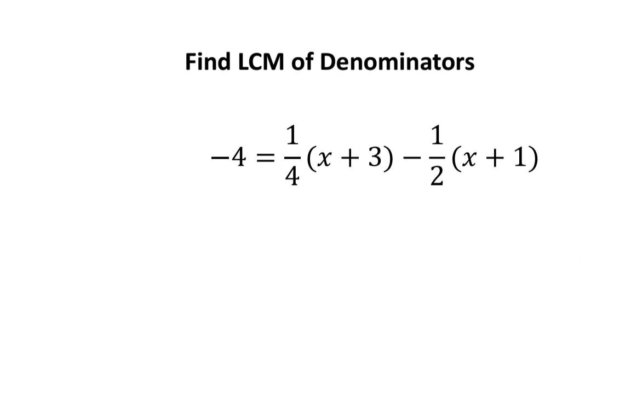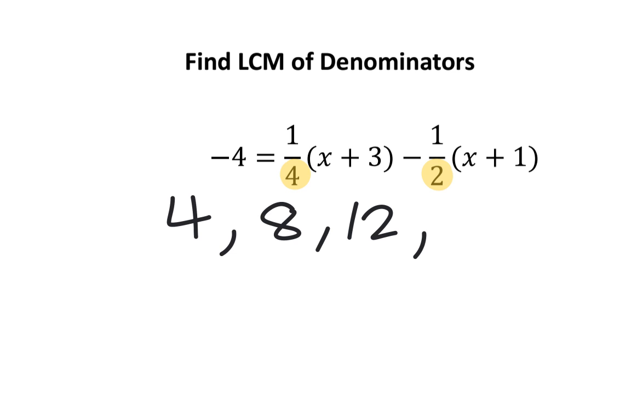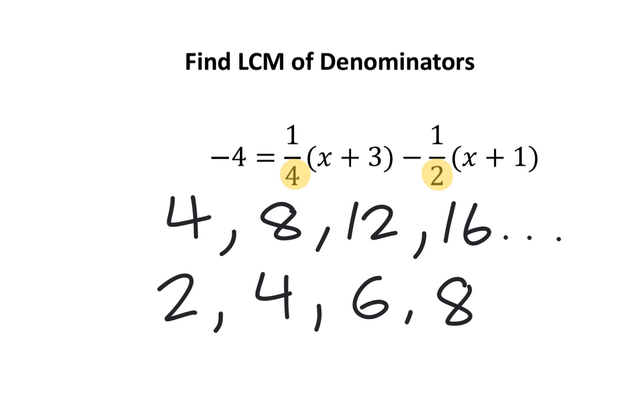Now that I've separated my fractions, we need to find the lowest common multiple of the denominators. This is sometimes referred to as the lowest common denominator. So we have a denominator of 4 here and a denominator of 2 here. To find the lowest common multiple of 4 and 2, we'll need to write out their multiples. So 4, 8, 12, 16, and you can go on and on. 2, 4, 6, 8, and again, this goes on and on. You'll notice that the lowest common multiple is the number 4.